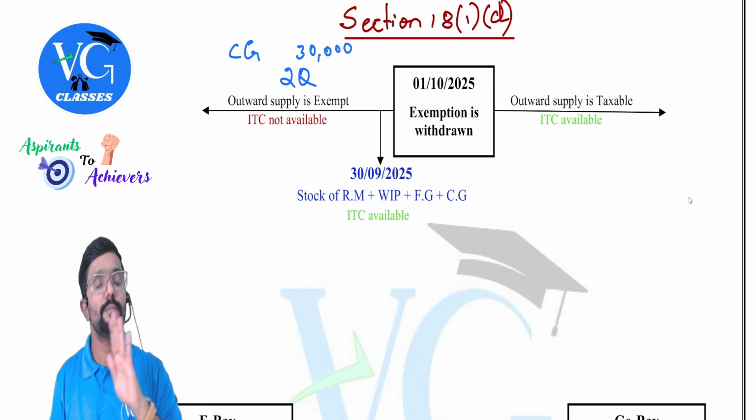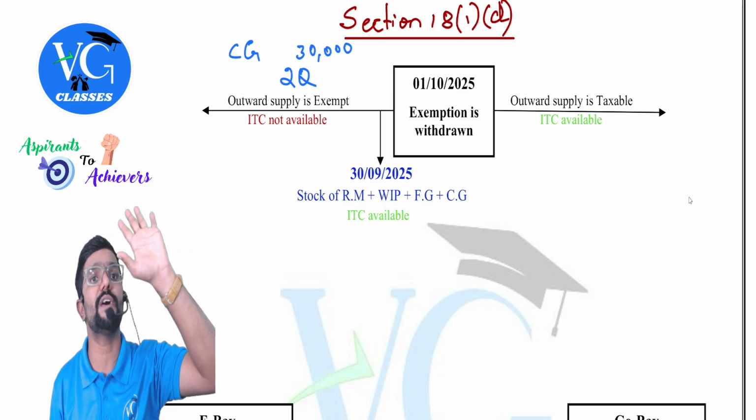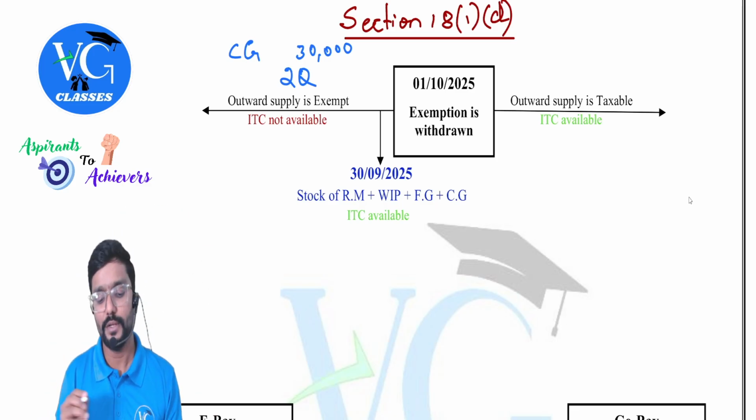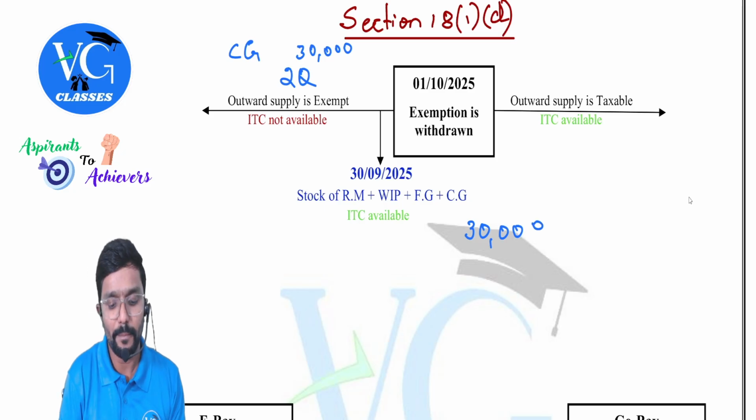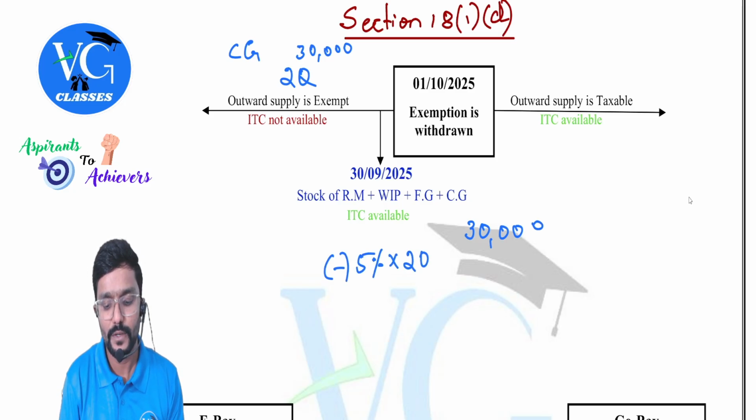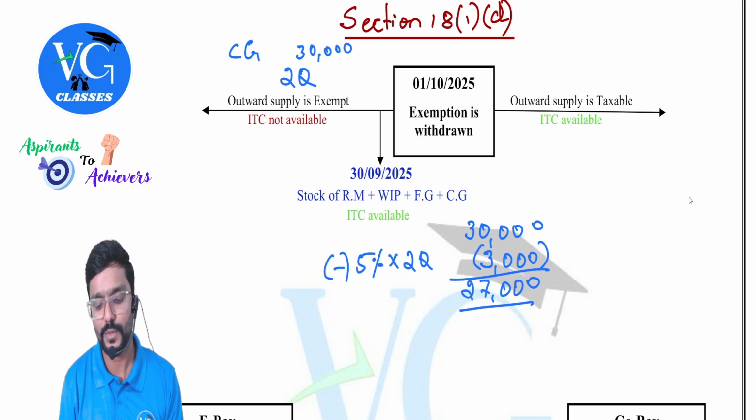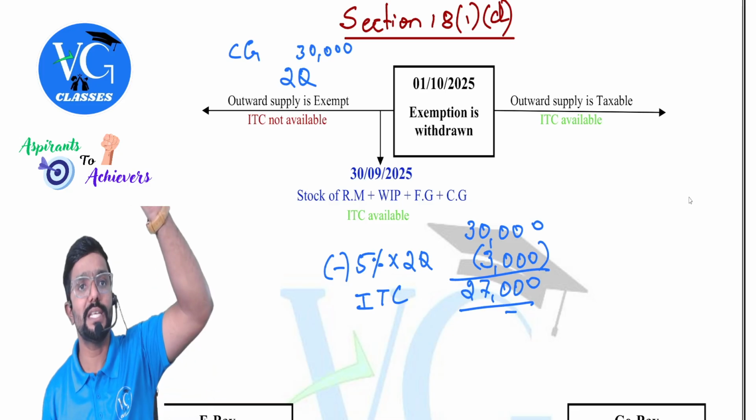They are telling, before 1st October you already used it for 2 quarters, right? We will reduce 5% for each quarter. That means how much credit can be claimed, guys? 30,000 minus 5% into 2 quarters, which comes to 3,000. How much credit is allowed, people? 27,000. ITC available. Did you understand?